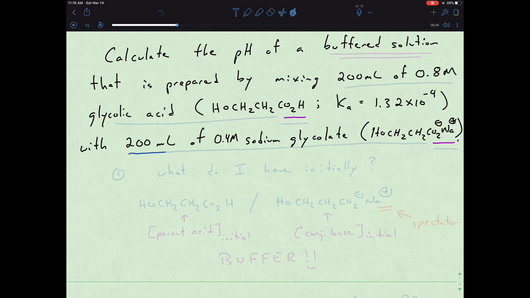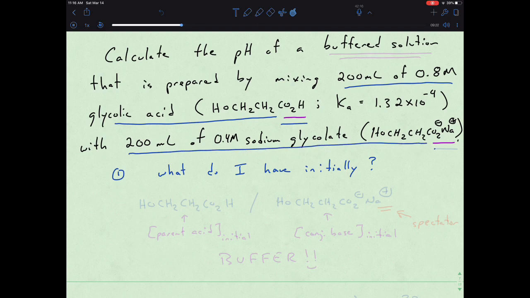So there's our question, and I'm trying to reinforce some methodology. It starts with: okay, what do I have initially? If I look at what I have initially, I have 200 milliliters of 0.8 molar glycolic acid, and I have 200 milliliters of sodium glycolate.